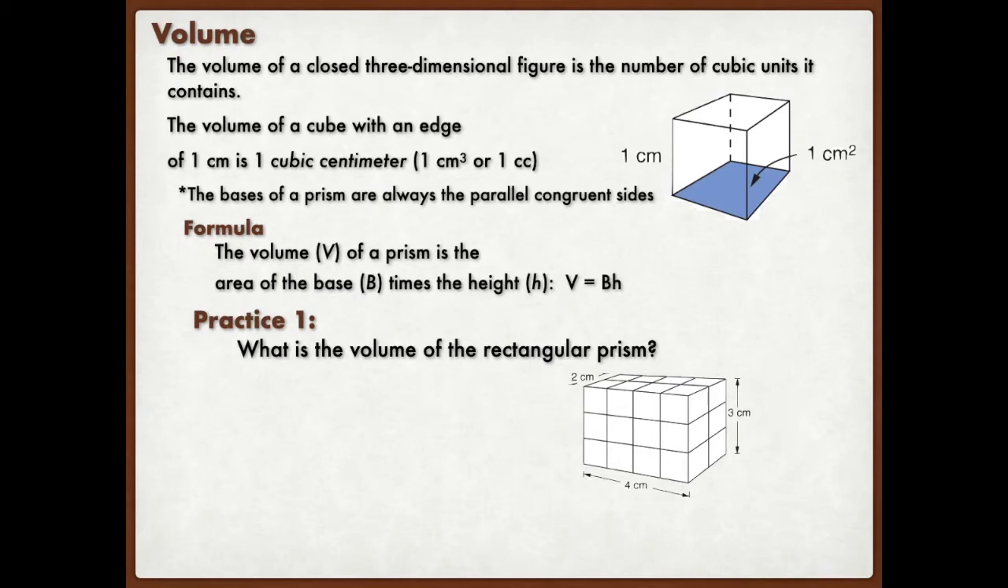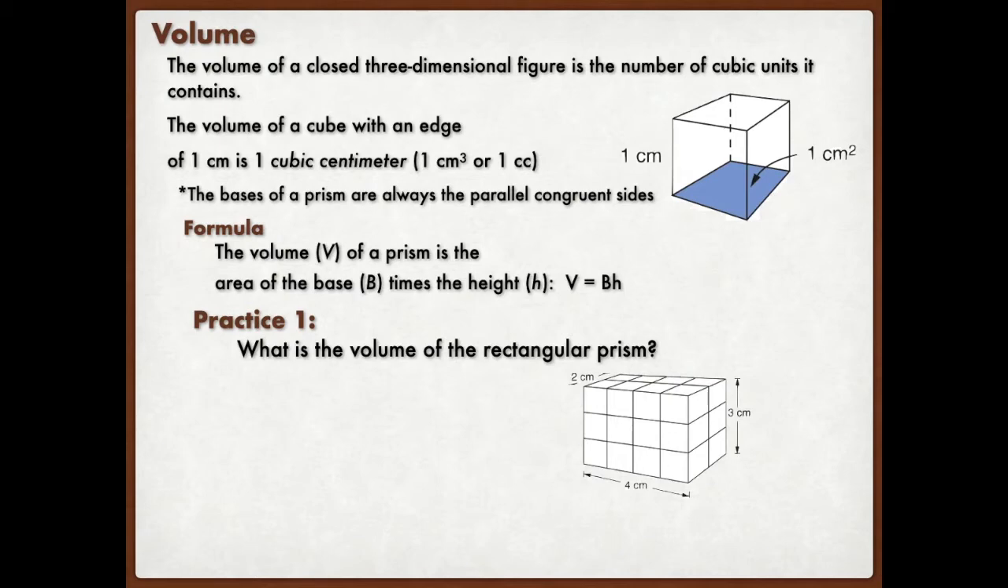As we see in the definition at the top, the volume of a closed three-dimensional figure is the number of cubic units it contains. Now, a cubic unit is going to be described as 1 centimeter cubed, or 1 cubic centimeter. So cc is going to be cubic centimeter. And the base of a prism will always have parallel congruent sides. So we already learned what parallel means, and we already learned what congruent means.